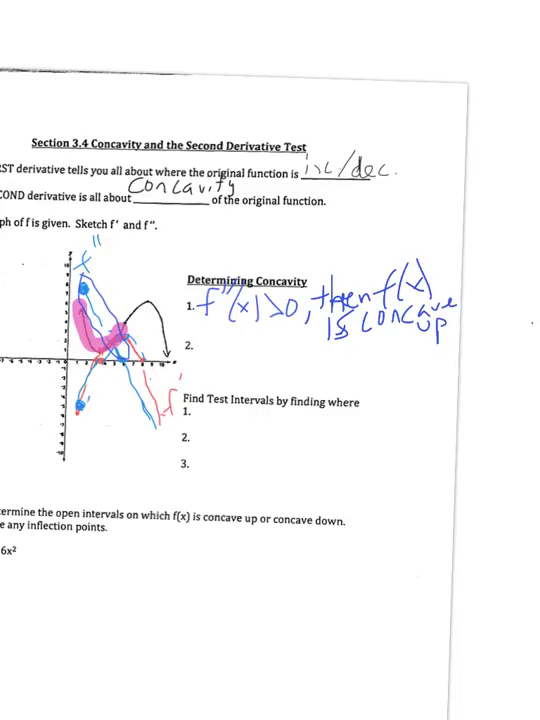And if you look at, let me highlight again, right here, where the graph of the original function is concave down, notice the blue is all below the x-axis. That blue is all down here. So where the original function is concave down, f double prime is going to be negative. So if f double prime is less than 0, then f of x is concave down.